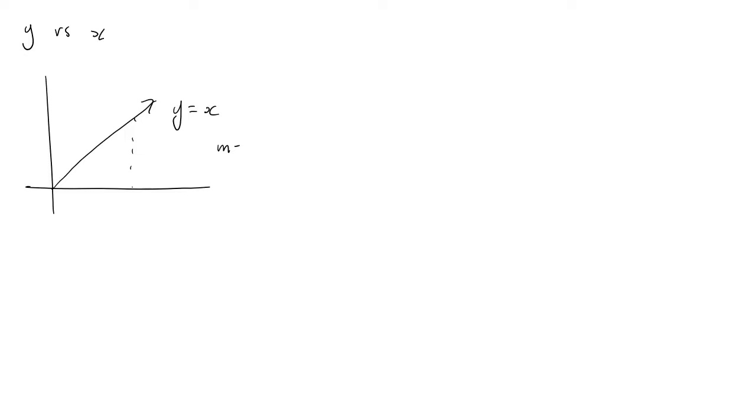In any graph, we have y and x. So let's say we had a linear graph that looks like this. It could be y equals x. Now, the gradient of this line is the rate of change. So m is the rate of change. And just a quick recap, the gradient represents how y changes when x is changed by 1.